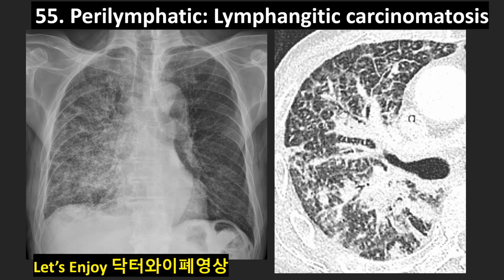This is also the famous one, perilymphatic distribution showing lymphangitic carcinomatosis. Left one is okay. This is the unilateral disease. Most of the perilymphatic lymphangitic carcinomatosis is unilateral disease. That is also characteristic. How about this CT?